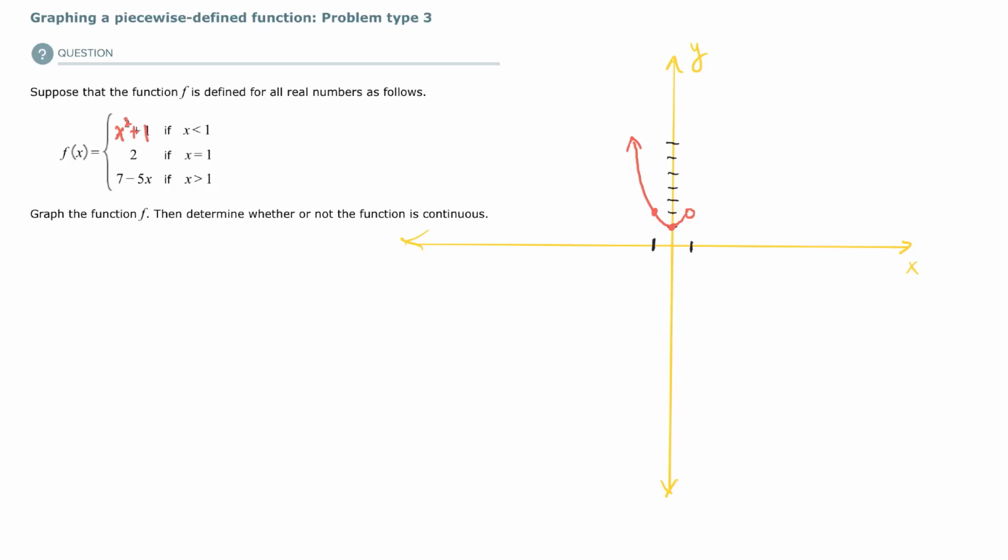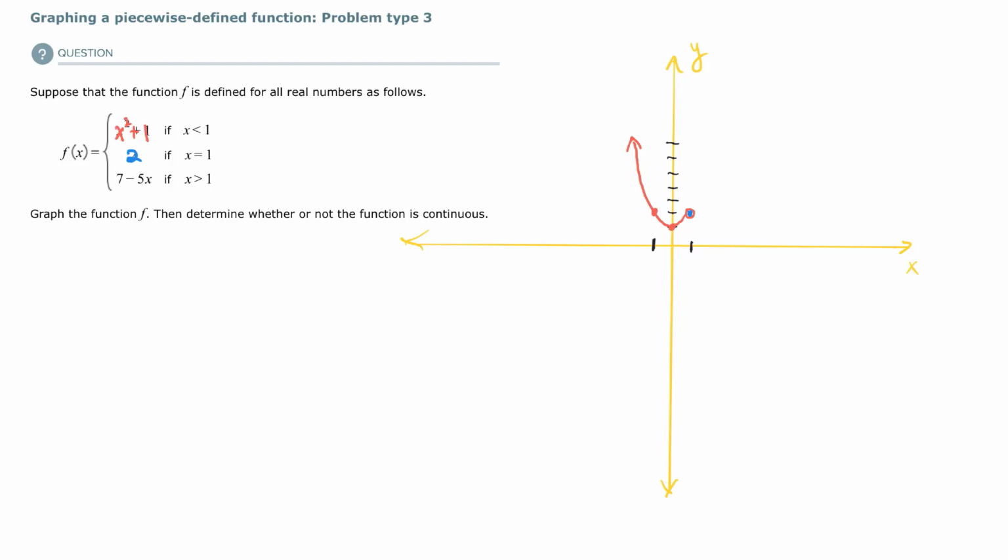The second part of the function says the output value is 2 when the input value is 1. Why don't we write that with a different color there. So when x is 1, the output value is 2. So now we fill that part in.